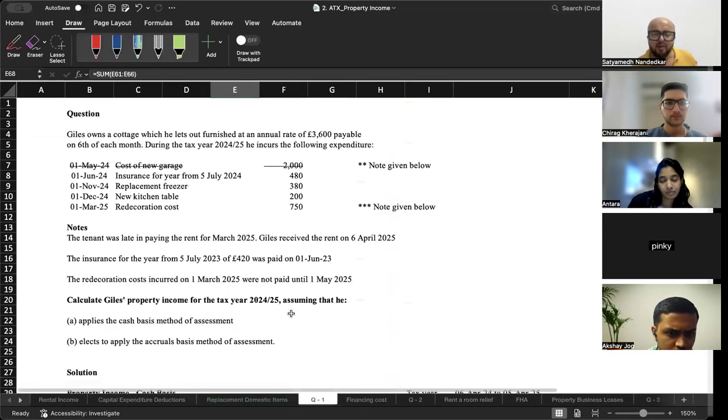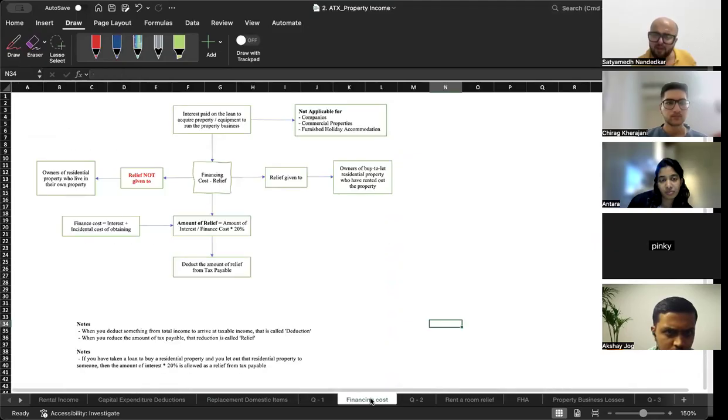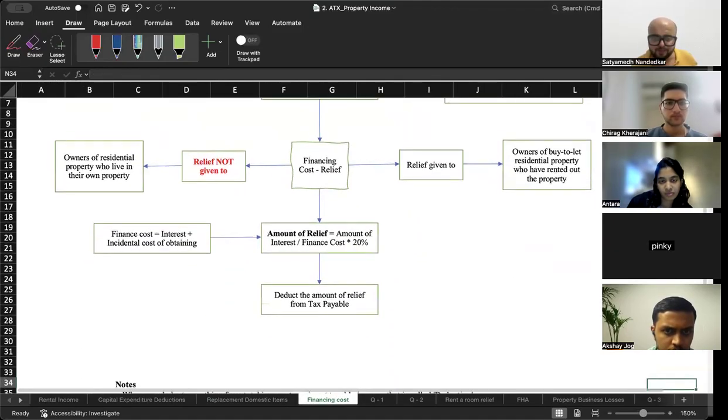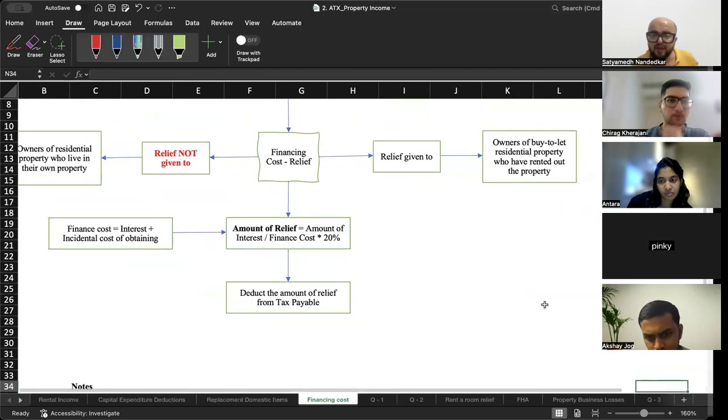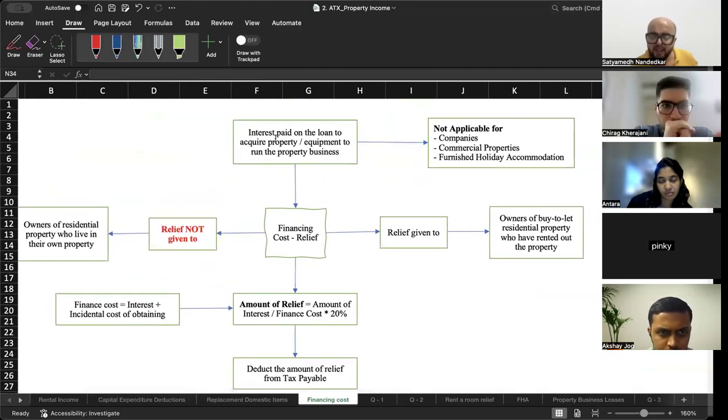Now, I want us to do this question, but we'll come to the questions part later. Let's get through the provisions first. This is relief for financing cost. Interest paid on the loan to acquire property or equipment to run the property business is allowed as a deduction. So you acquire property or equipment to run the property business, that is allowed as a deduction.